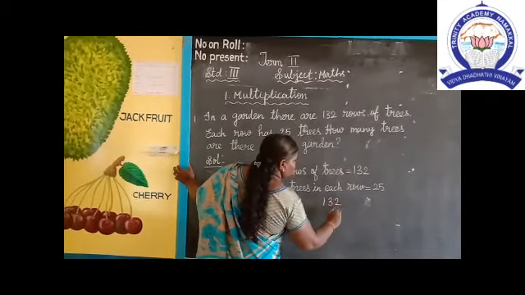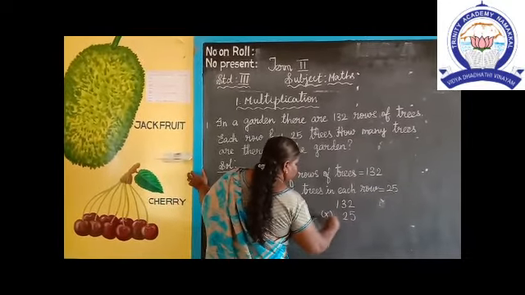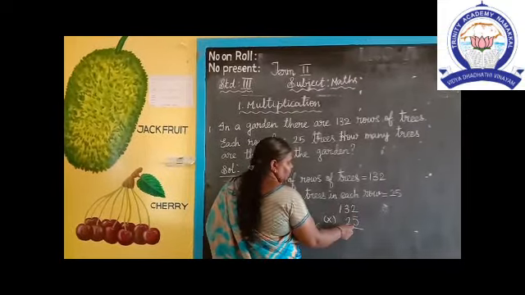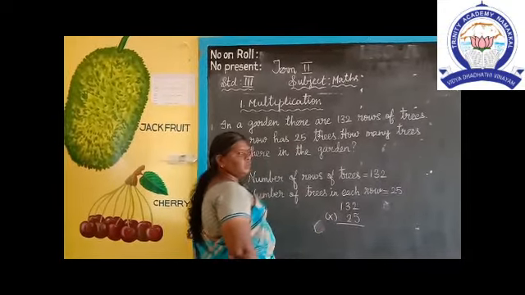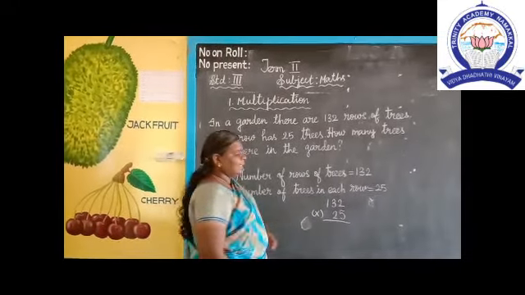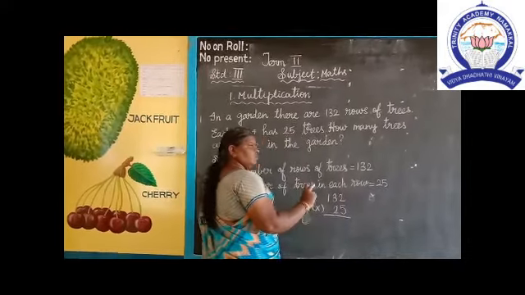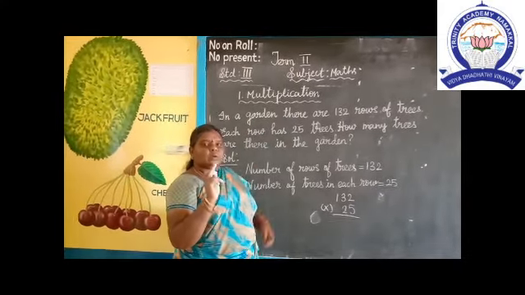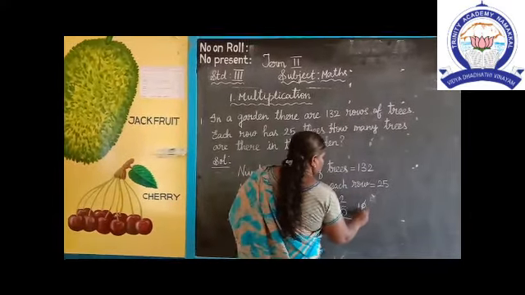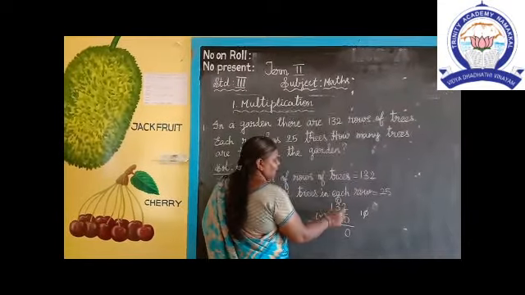132 multiplied by 25. You say the 2 table up to 5 times. 1 2 is 2, 2 2s are 4, 3 2s are 6, 4 2s are 8, 5 2s are 10. Alright, 0 only in the 1's place, 1 is carried over to the 10's place.